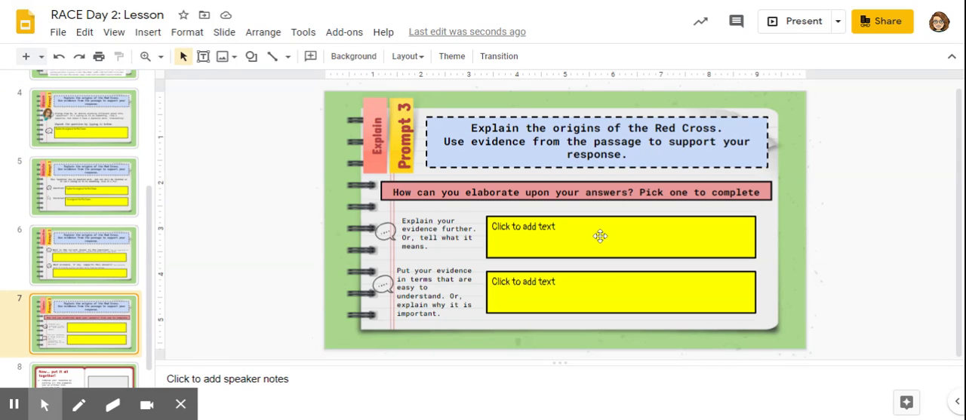Once you've completed those 2 parts, explain the origins of the Red Cross. Use evidence from the passage to support your response. Again, that's our prompt. Now, we have to pick one of these to complete. How can you elaborate upon your answers? Pick one to complete. Explain your evidence further or tell what it means. You can type that here, or you can put your evidence in terms that are easy to understand, or explain why it's important. In other words, find a quote or paraphrase the evidence.